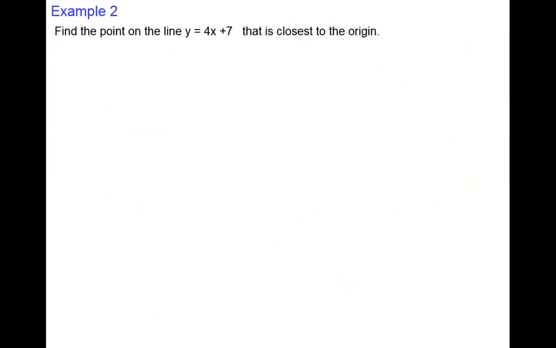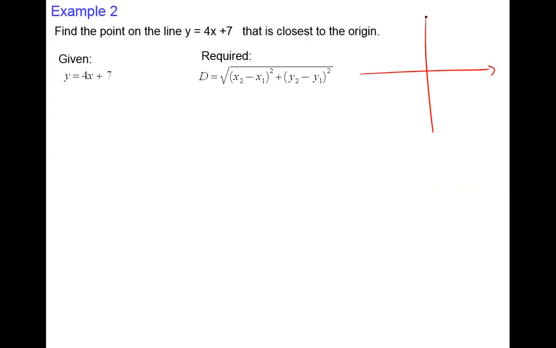Find the point on the line y equals 4x plus 7 that is closest to the origin. I can even draw the line, because the given information is just the line, right? Let me draw it here. 4x plus 7. That means the line looks like that. 7 is the y-intercept, and negative 7 over 4 is the x-intercept, because if I substitute, I get 0.